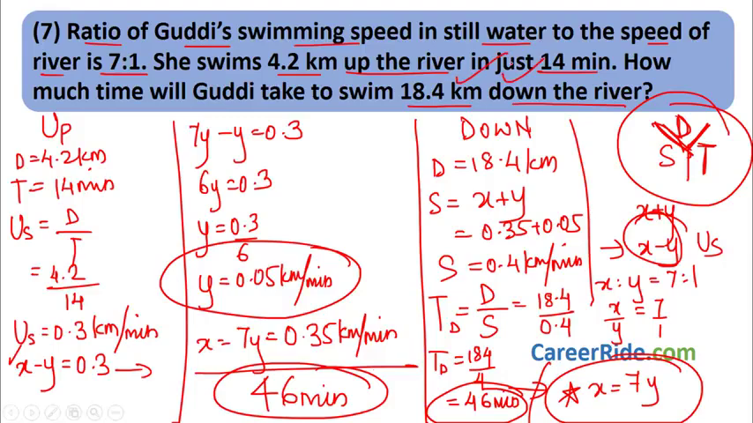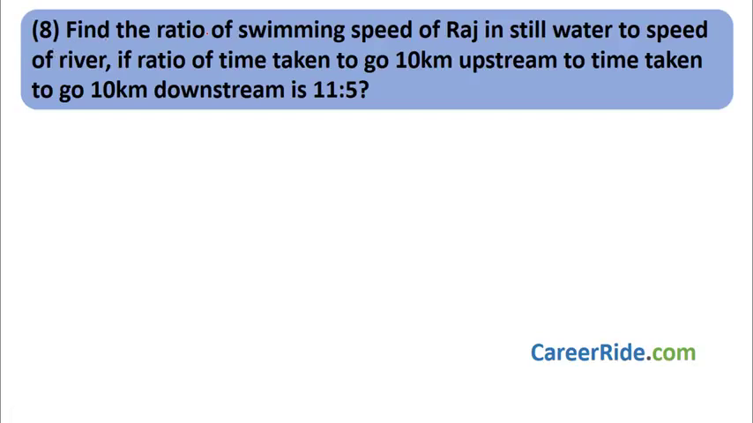Moving to question number 8. Find the ratio of swimming speed of Raj in still water to the speed of river if the ratio of time taken to go 10 kilometers upstream and time taken to go 10 kilometers downstream is 11:5. Now over here we have speed, distance, time, so we will also have our x plus y and x minus y.